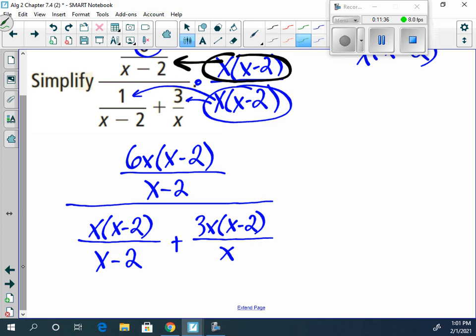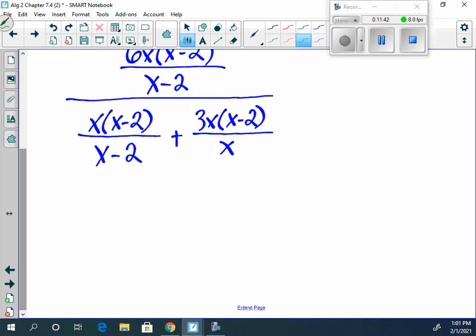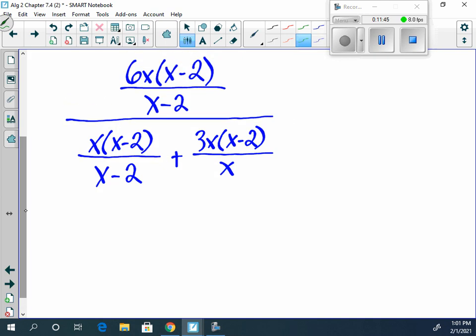Now, any questions on any of this here so far? So we're good with this here? Yes. Okay. So let's see what happens. Well, on top, the x minus 2 and x minus 2 would cancel, yes? Here, the x minus 2 and x minus 2 cancel. Here, the x and x cancel.